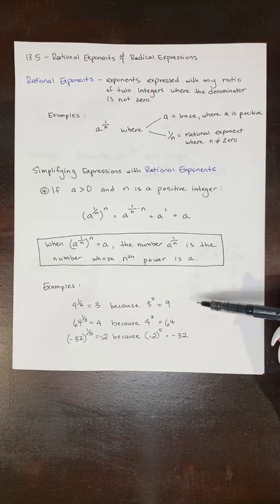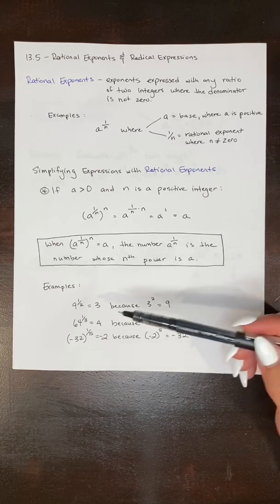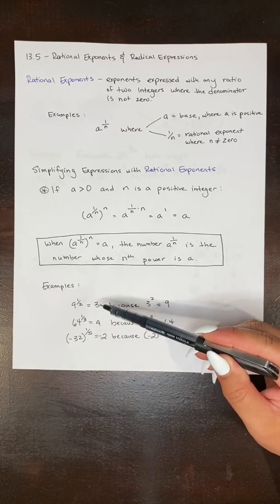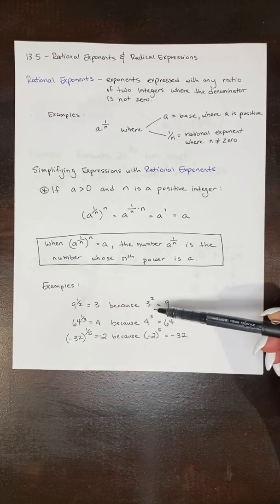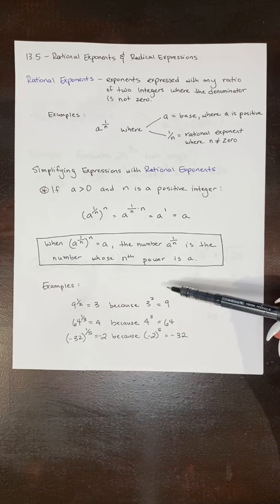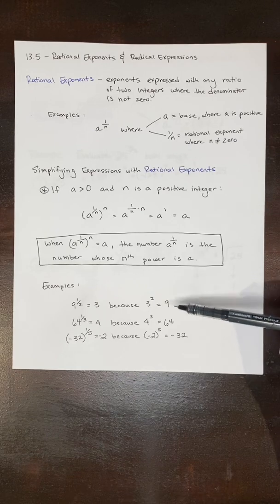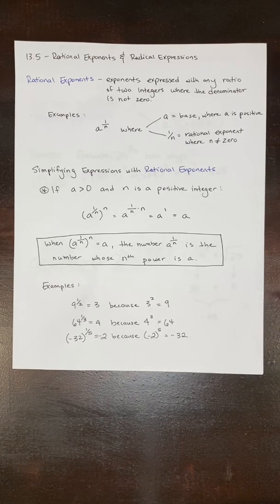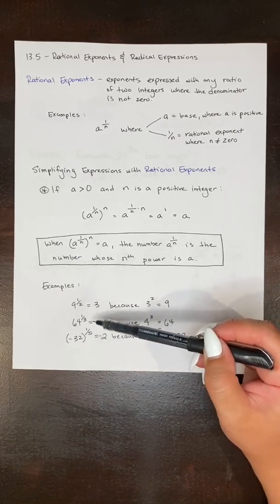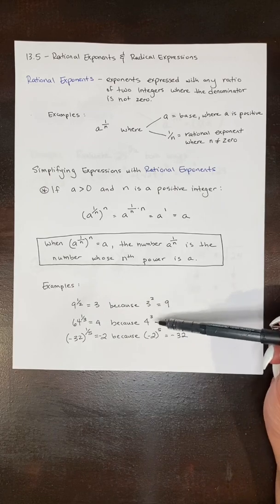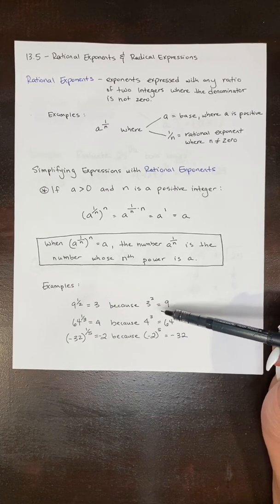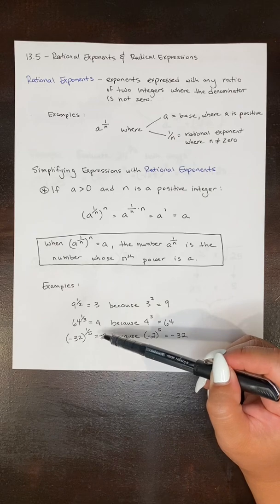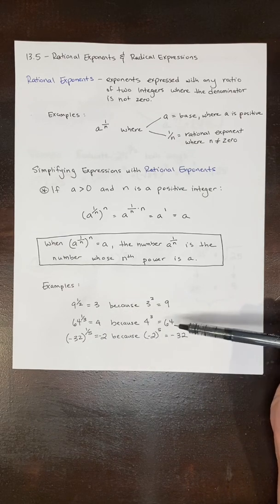Below here, we have 3 examples. If we take 9 to the half power, we get 3 because taking 3 to the nth power, which in our case is 2, will result in 9. Alternatively, simplifying expressions with rational exponents can be applied to any nth power, including 64 to the 1/3 power, or 4 cubed, and negative 32 to the 1/5 power, or negative 2 to the 5th power.